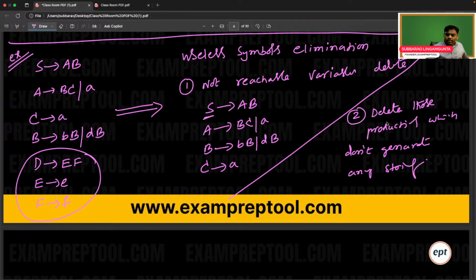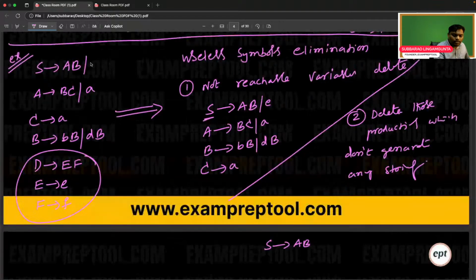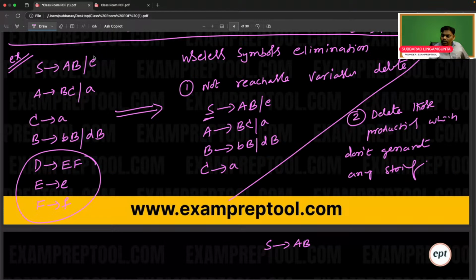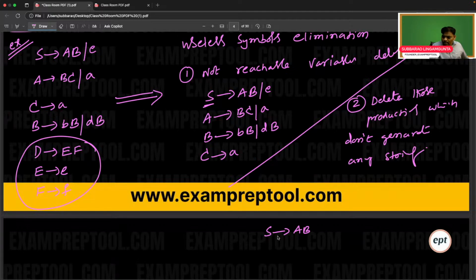So let me write now. Observe everyone. Let us assume, otherwise it is going to be a very big story, that the grammar contains S goes to AB or E also. Why I am saying this, you will get to know. So S goes to AB or E, A goes to BC or A, B goes to BB or DB, C goes to A.